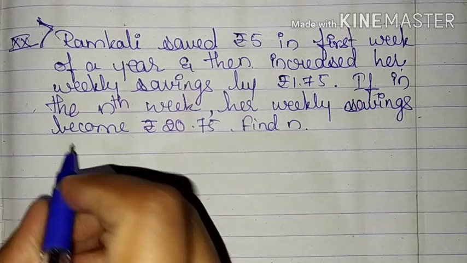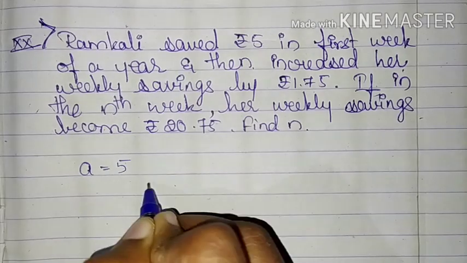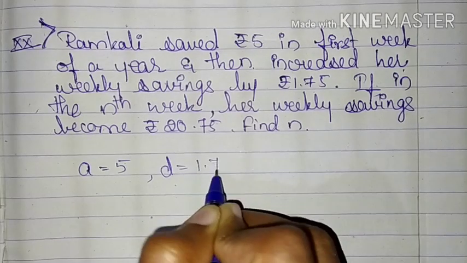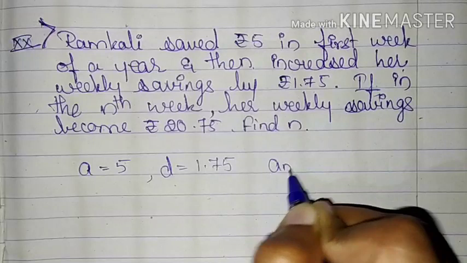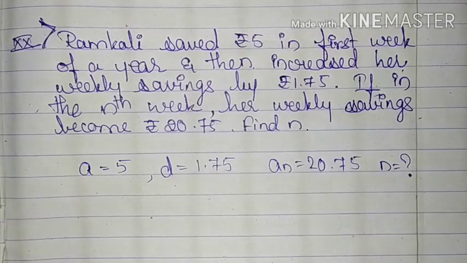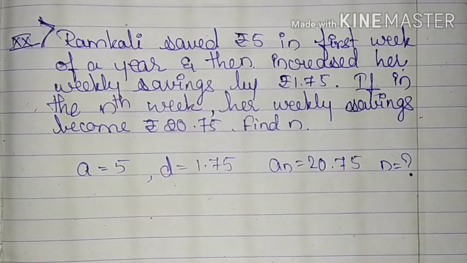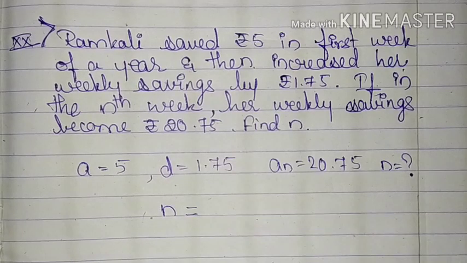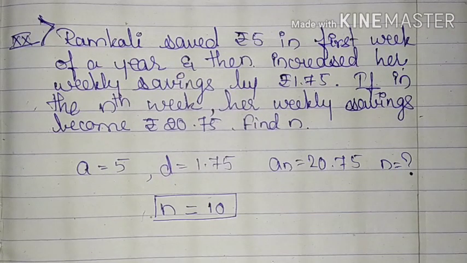Here also A is equal to 5, D is equal to 1.75, AN is equal to 20.75, and N is equal to how much? This is your homework for the day. Alright, don't take it as homework. You guys will forget to do it. Just pause the video and solve for N. Verify whether your value of N is equal to 10. And this was the last problem of exercise 1.2.